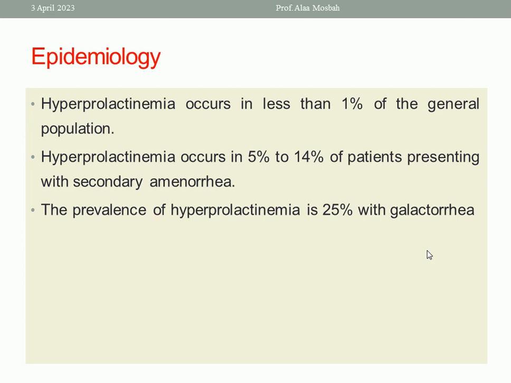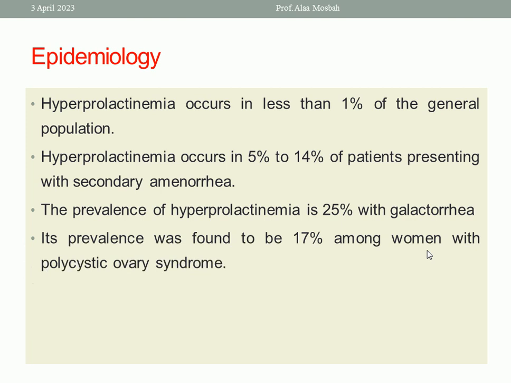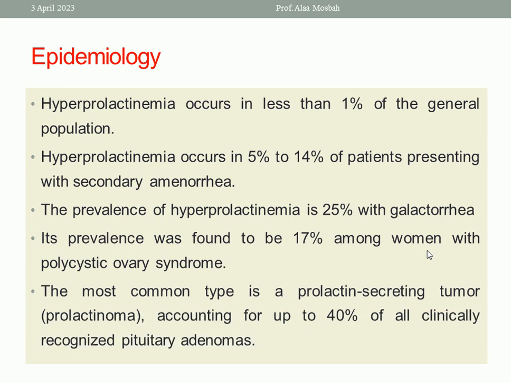What about women with galactorrhea? The prevalence is higher. It is about 25% of hyperprolactinemia. Okay? What about women with polycystic ovarian syndrome? The prevalence of hyperprolactinemia is 17% in such women. You should know that the most common pathologic cause of hyperprolactinemia is prolactinoma, which is an anterior pituitary tumor arising from lactotroph cells. It accounts for up to 40% of all recognized pituitary adenomas.